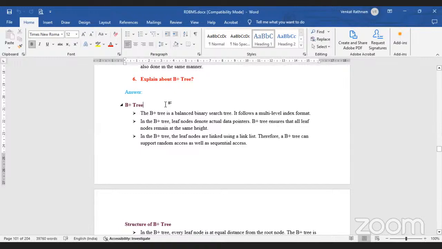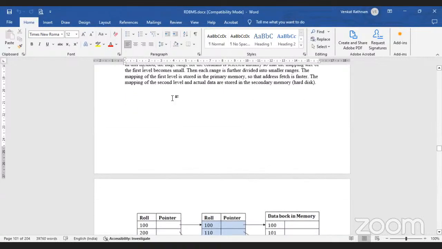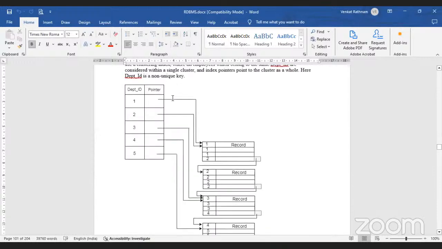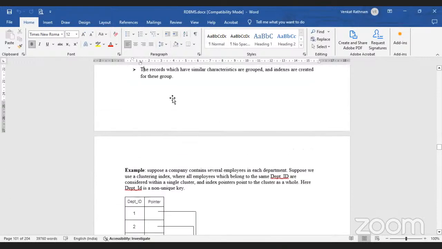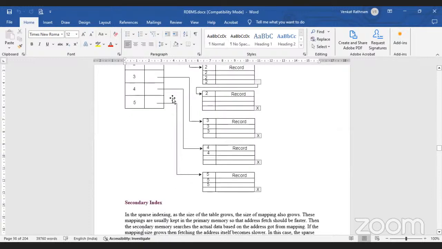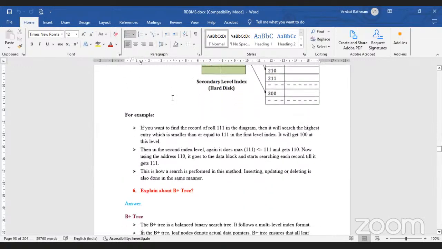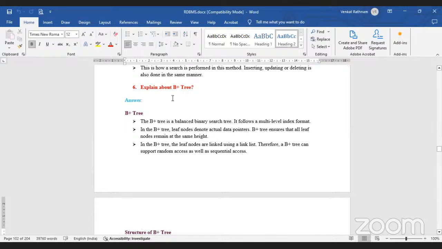Today we will discuss the B plus tree. So what is meant by the B plus tree here? It is also part of the file organization and the file indexes. We will discuss what the B plus tree is and what the purpose of the B plus tree is. The B plus tree is a balanced binary search tree.